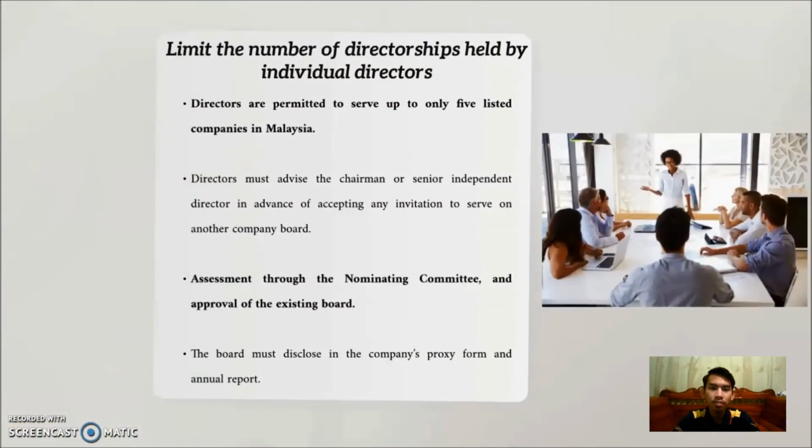Limit the number of directorships held by individual directors. Directors are permitted to serve on only up to five listed companies in Malaysia. Directors must advise the chairman or senior independent director in advance of accepting any invitation to serve on another company board. Assessment through the nominating committee and approval of the existing board is required prior to accepting any new appointments on the boards of other listed companies. The board must disclose in the company's proxy form and annual report that such an assessment has been carried out by its nominating committee.